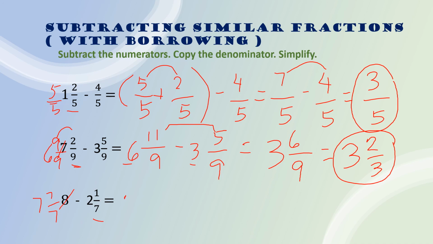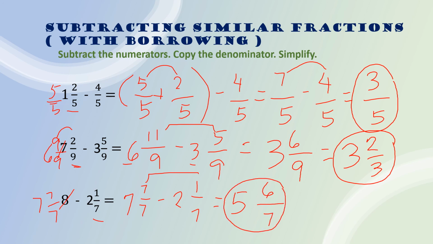So we have 7 and 7 sevenths minus 2 and 1 seventh. 7 minus 2 is 5. Then 7 minus 1 is 6. And copy the denominator 7. So our answer is 5 and 6 sevenths. So that's how you do it.